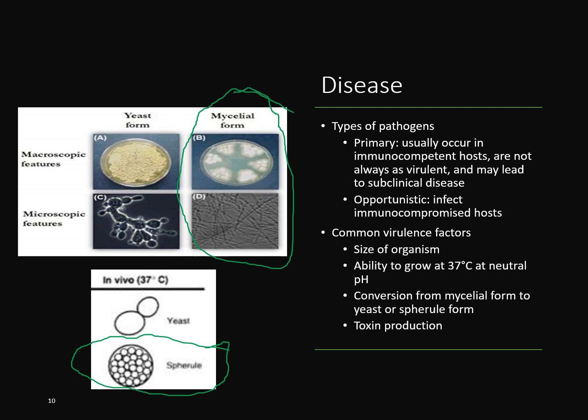Now, the types of pathogens that we refer to are primary pathogens and opportunistic pathogens. If it's opportunistic, then that means that it's infecting someone who is immunocompromised. In other words, their immune system is not where it should be. Whereas a primary pathogen is going to infect someone whose immune system is working as expected. And it doesn't always mean that there's any sort of virulence factor coming into play, but it also may lead to some sort of subclinical disease.